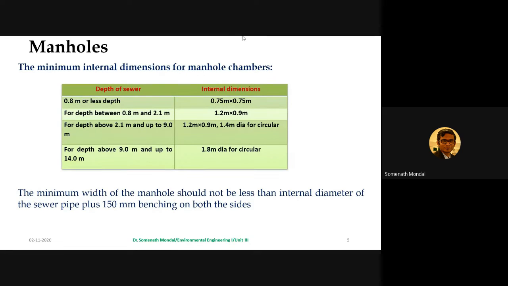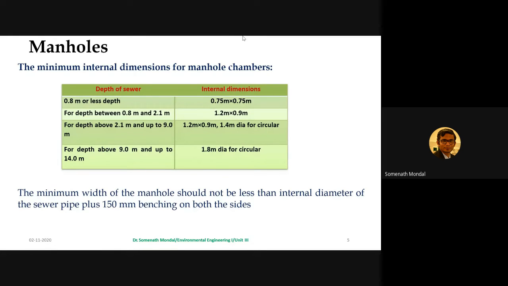So with depth of sewers, accordingly we maintain the internal dimensions of a manhole chamber. For 0.8 meter or less depth, we have a 0.75 by 0.75 meter manhole. Once the depth increases from 0.8 meter to 2.1 meter, which is a significant depth, you need a higher area: 1.2 meter by 0.9 meter. For depth above 2.1 meter to 9 meter, we have either 1.2 meter by 0.9 meter, similar to the previous conditions, or in case of circular, it has to have a diameter of 1.4 meter.